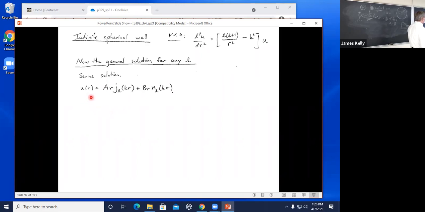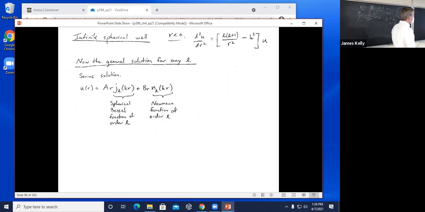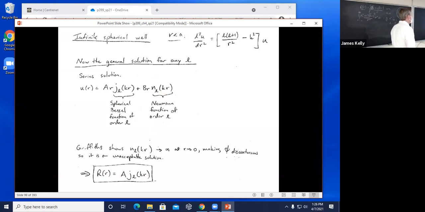And here they are. They have the symbols J_L, which is a function of kr. That J_L is called the spherical Bessel function of order L. And N_L is called the Neumann function of order L. Griffiths at least mentions that the Neumann function is not clear at all from here, but you have to look at the series solutions and intuit that the Neumann functions actually go to infinity as r goes to 0.